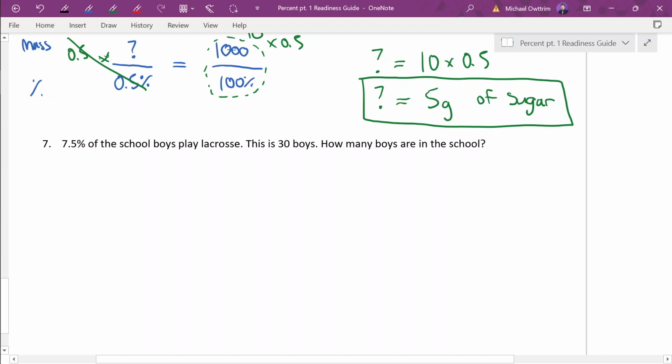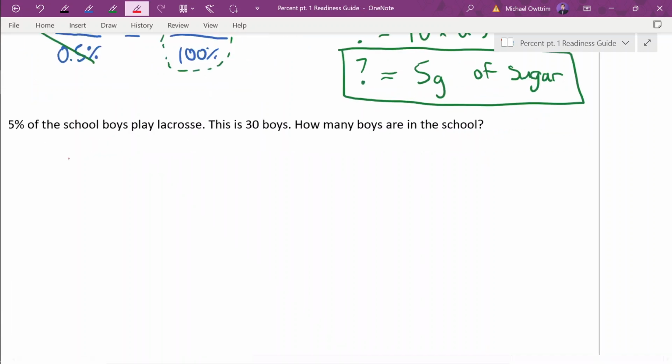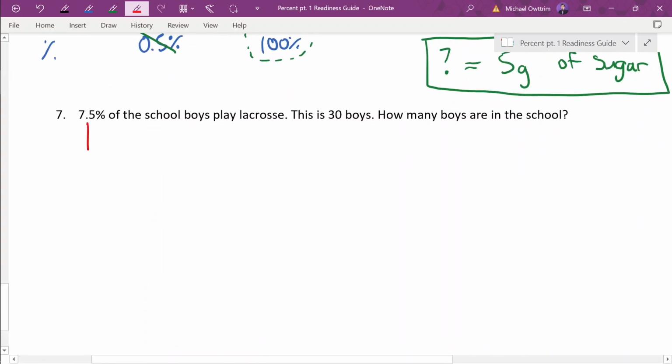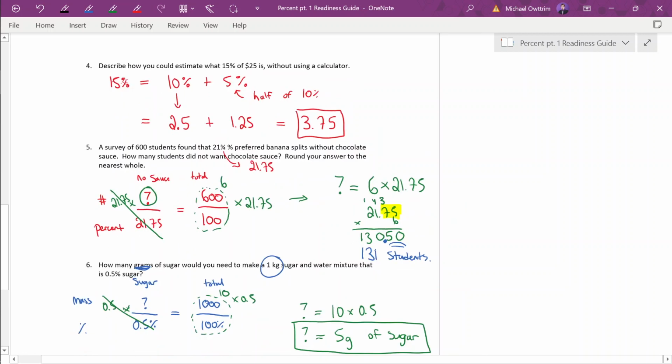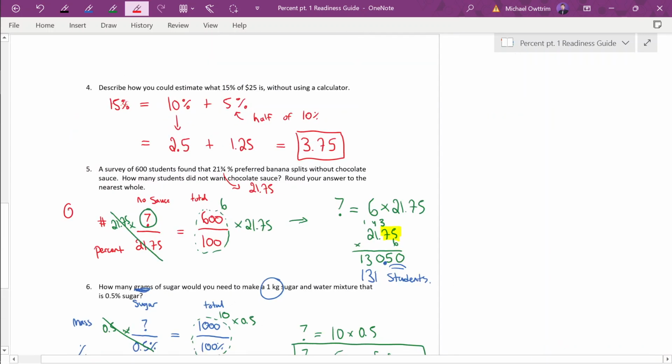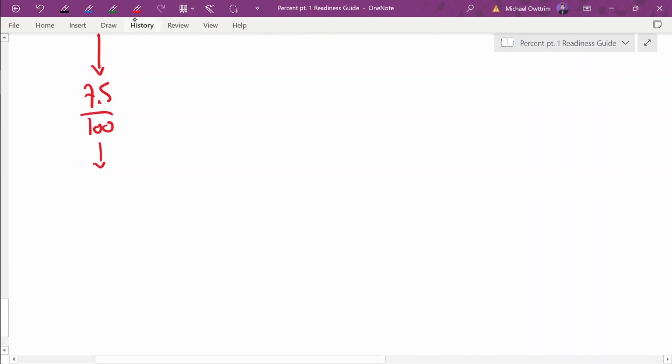Last one, we've got 7.5% of the school boys play lacrosse, and that is 30 boys. How many boys are in the school? Could also solve this by using proportional reasoning, but let's just go back to the percent of approach. First thing is I want to convert my percent into a decimal or a fraction. So 7.5% would be 7.5 out of 100, which is 0.075.